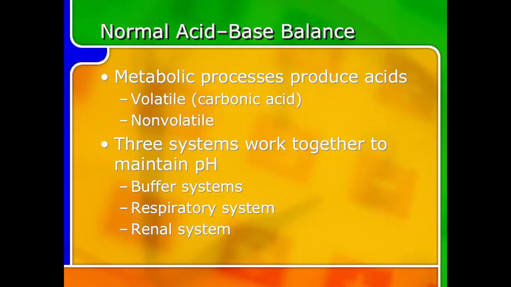Metabolic processes in the body continuously produce acids, which fall in two major categories. Your volatile acid, which is carbonic acid, is eliminated from the body as gases. Carbonic acid breaks down into carbon dioxide and water.